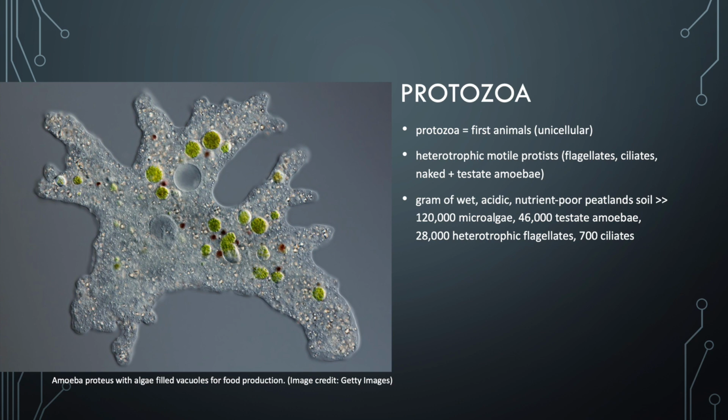And 700 ciliates. So these are larger, probably largest out of all of these protozoans. And they've got little cilia or little hair-like projections on their bodies. This is why they are called ciliates. So this is the diversity of protozoa in 1 gram of this peatland soil. So it gives you a scope of how many of these organisms are present in just a gram of soil, potentially.